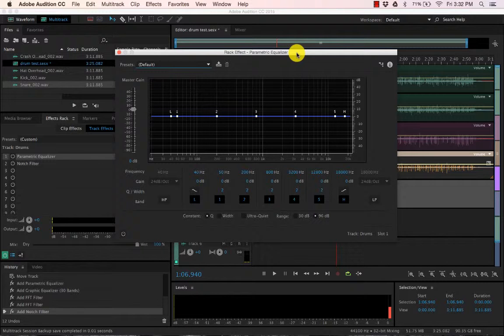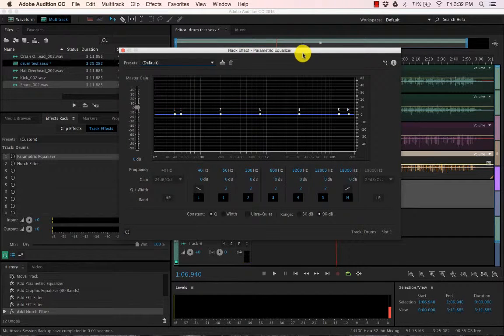All right, today we're going to talk about the Q factor in equalization. Here in my parametric equalizer, we have our target frequency, we have our gain, and then down here we have our Q, or width. Notice that they all have a 2 value in there right now.